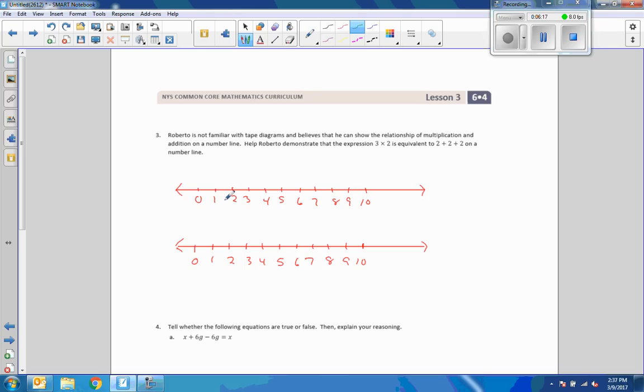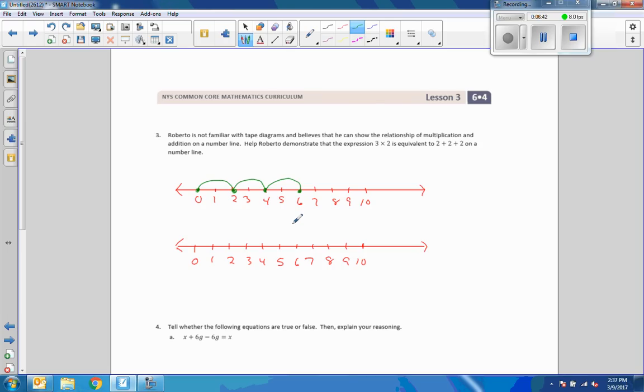And so the one way we could do it is the first number line shows that there are 3 groups of 2. So what I could do is you start at 0, and if you have a group of 2, it gets you to here. If you have another group of 2, it brings you to here. And if you have a third group of 2, it's going to bring you to there. Okay?